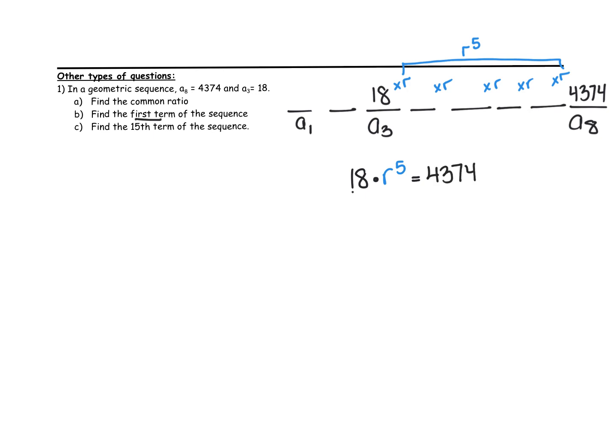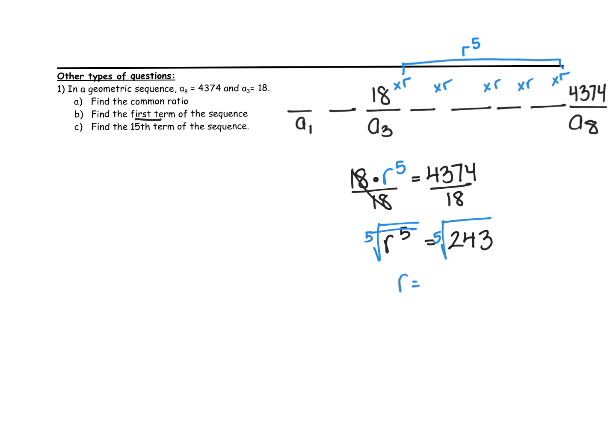So all we have to do is divide both sides by 18. And we have r to the fifth equals 4374 divided by 18. That gives me 243. So in order to get r by itself, we have to take the fifth root. It's the opposite of raising to the fifth power. So the fifth and the fifth root cancel each other out.